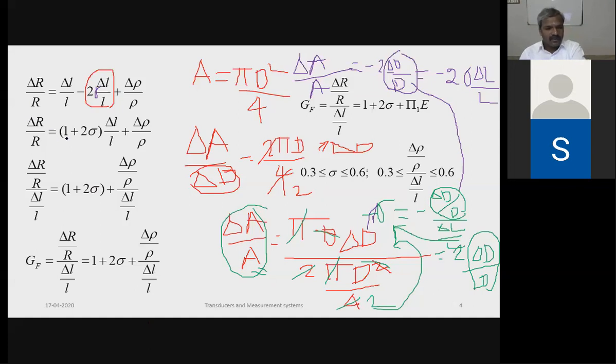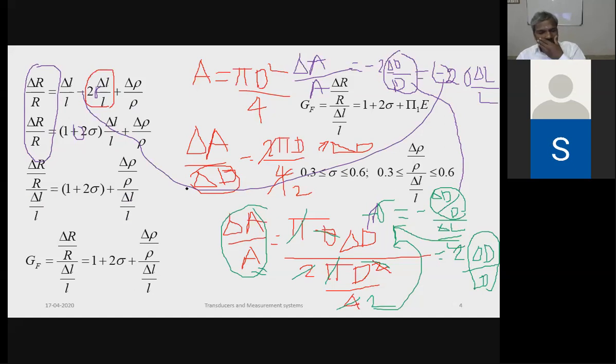Del R by R equal to 1 plus 2 sigma. In here, minus 1 minus here, so this minus becomes plus. So del R by R equal to, taking del L by L as a common factor, 1 plus 2 times sigma into del L by L plus del rho by rho. Now we are dividing the entire equation by del L by L. So del R by R divided by del L by L, and this del L by L cancels.